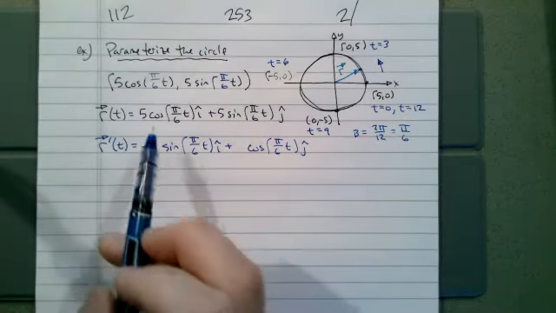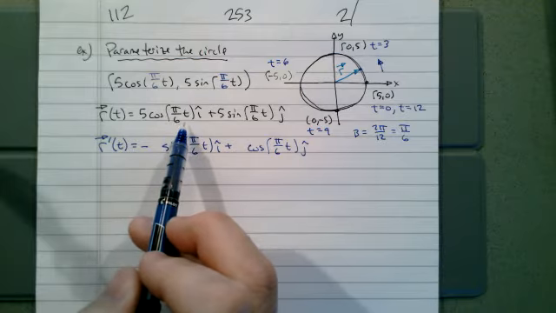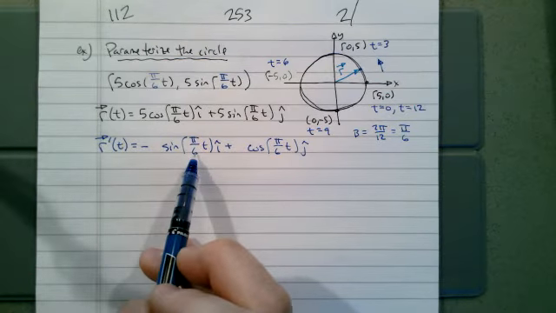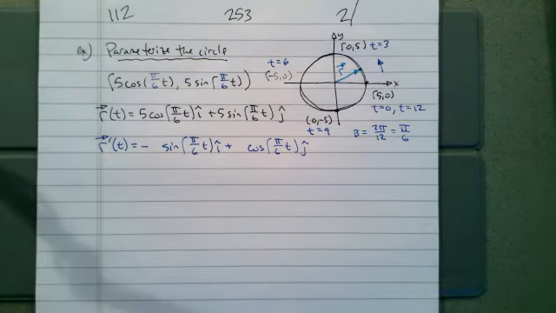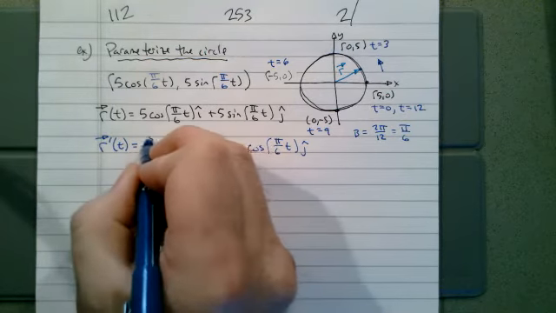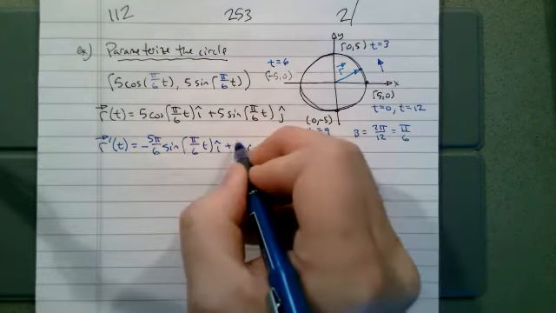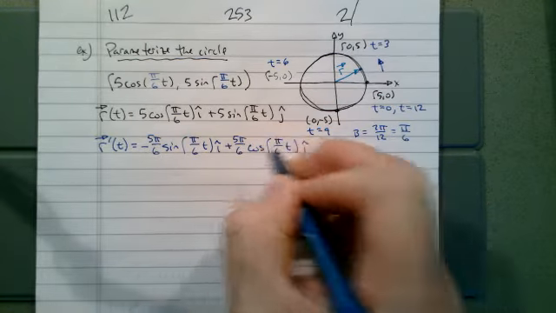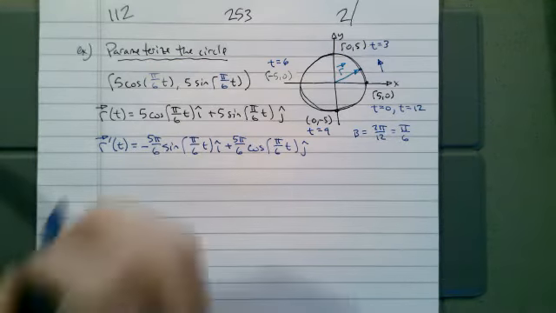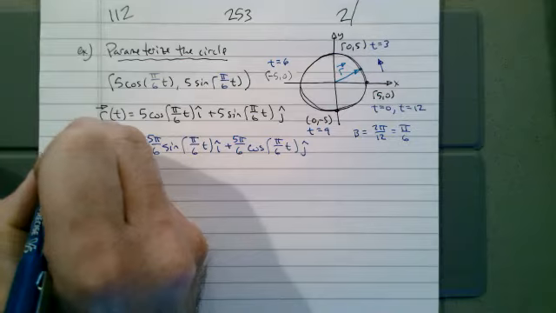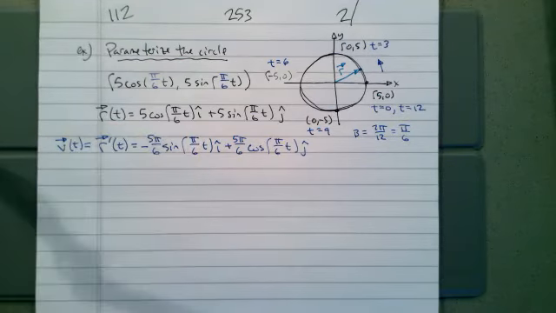So the derivative of cosine of pi over 6 times t is going to be negative sine of pi over 6 times t, times pi over 6, multiplied by the derivative of the inside for the chain rule. So we'll have a coefficient of negative 5 pi over 6, and that'll happen in both coordinates. And this will be the velocity. So our velocity is just the derivative of each of the components.